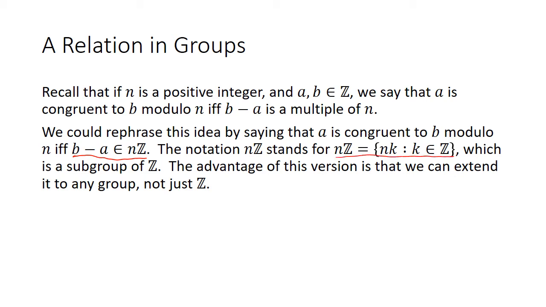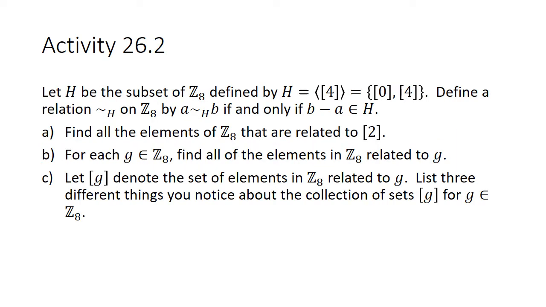And this notation nZ is basically exactly what it sounds like. You're multiplying everything in the integers by n. So it's that set where you multiply the integers by n, so you're getting all the multiples of n. And that is actually a subgroup of Z. So the advantage of this version of the modulo n relation is that we can extend this to any group, not just Z. So let's look at this a little more deeply. Okay, activity 26.2. So go ahead and pause the video and give this a try, and then we will go over the answers next.